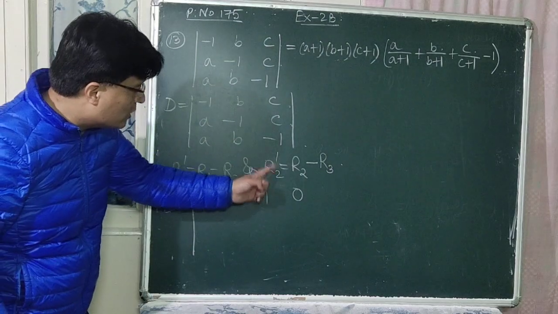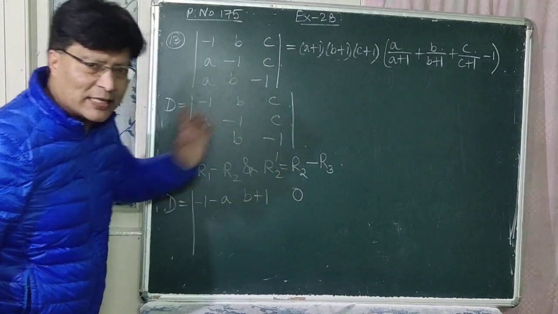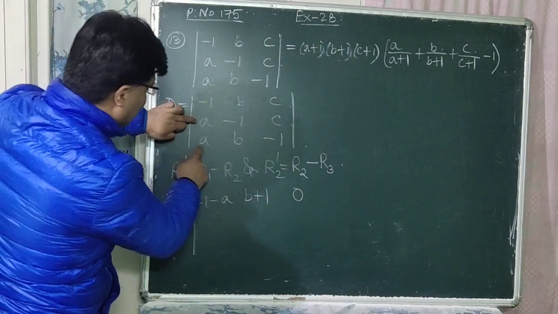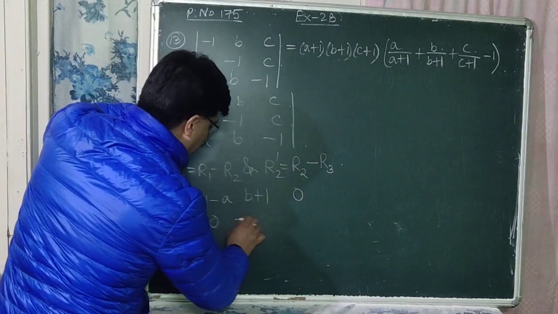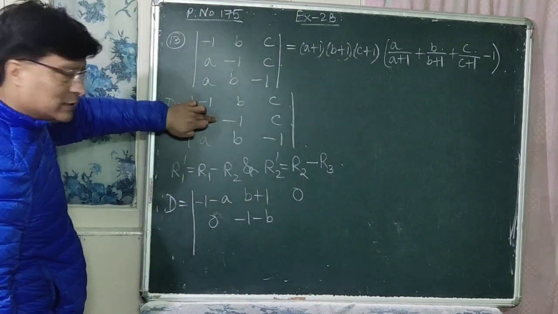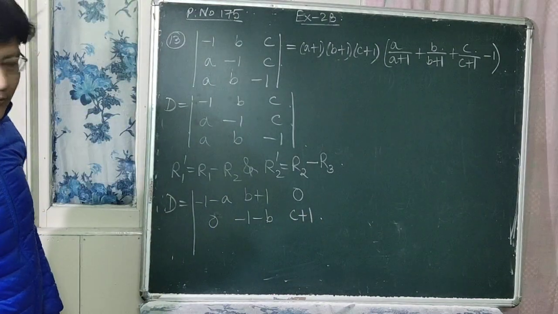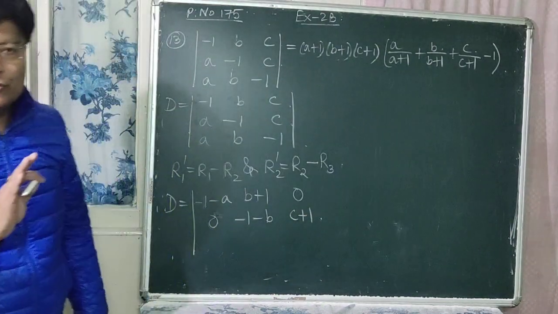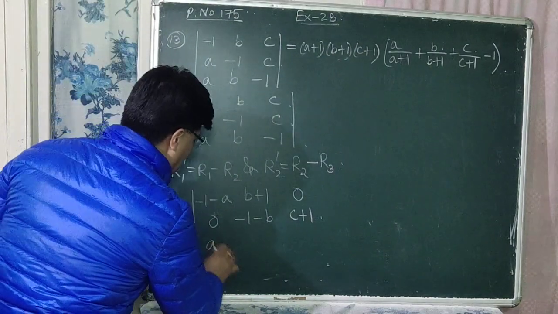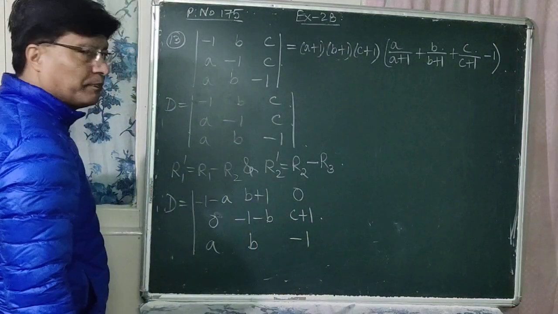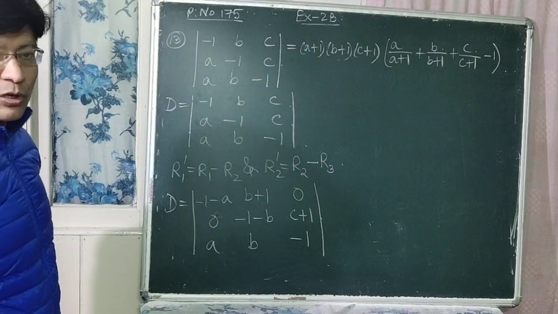Next, R2 dash is equal to R2 minus R3. Now, this row 2 is changing, isn't it? So, how does it change? R2 minus R3. So, A minus A is 0, right? Then, minus 1 minus B. Minus 1 minus B. Is that clear? Then comes C plus 1. This is C plus 1, right? And now, row 3 remains same. That is A, B, minus 1. So, then determinant sign is closed. Is that clear to all of you? Okay.